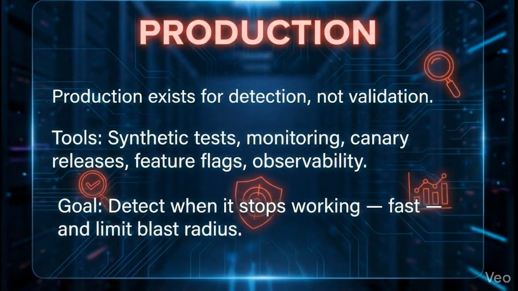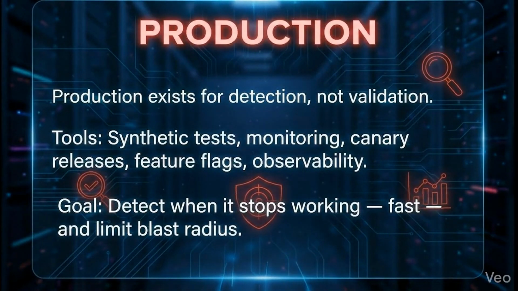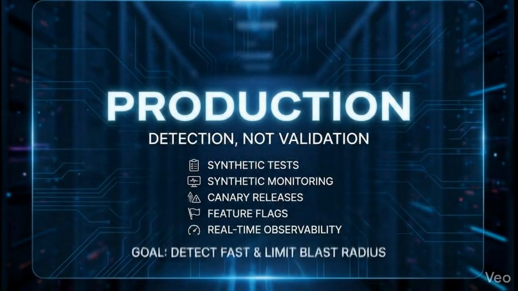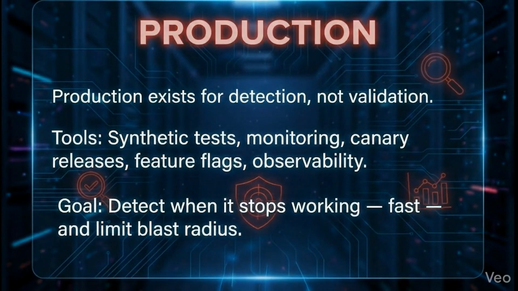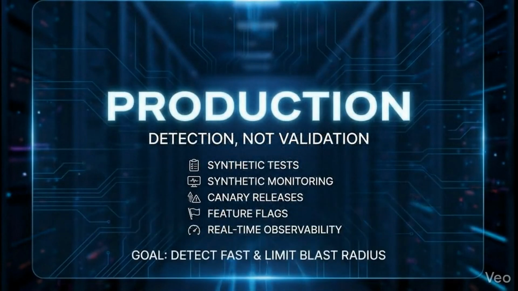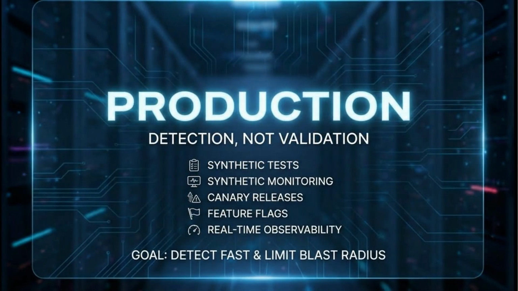Now let's talk about production. Production exists for detection, not validation. Here we use synthetic tests, synthetic monitoring, canary releases, feature flags, and real-time observability. The goal is not to prove the system works. The goal is to detect when it stops working, fast, and limit blast radius when it does.